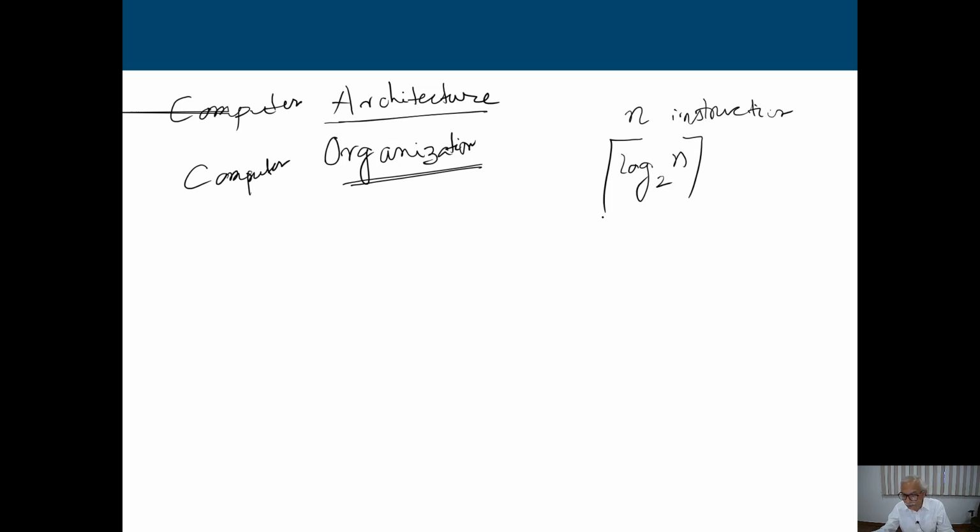LDA M. Basically, what we did was transfer the information from a memory location, whose address is given by M, to the accumulator. So like that, for each and every instruction, we have to give a proper meaning. So these are the issues that we generally take care of in computer architecture, and we say these are the architectural issues.